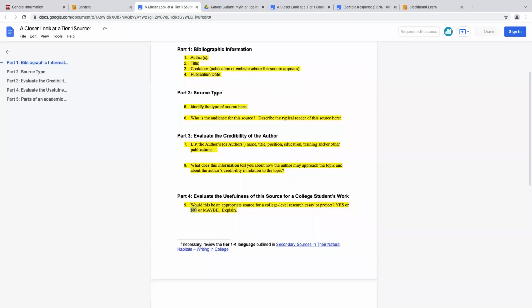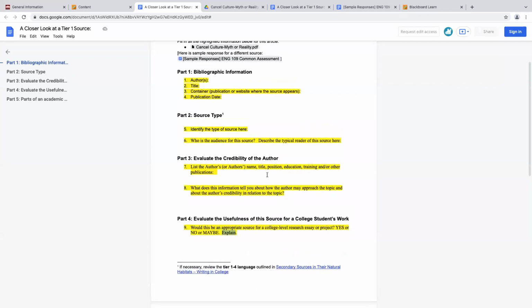Now, question 9 is a bit different, and we'll probably get into this a little bit more with different sources. But the idea is, would this be something that would be useful for a college level paper? Now, if it's a tier 1 source, your response generally should be yes, and then be able to explain why this particular source is useful. This question becomes more interesting when it's not tier 1 sources that may or may not be considered particularly useful. And that's where some of the more interesting answers will be. And you'll see some of that on the exam.